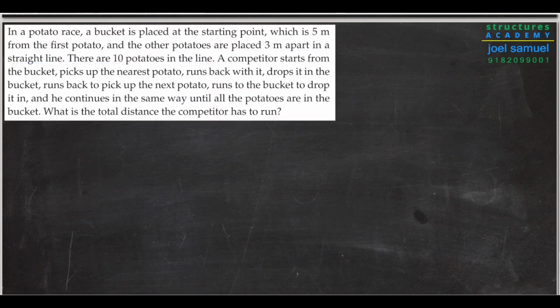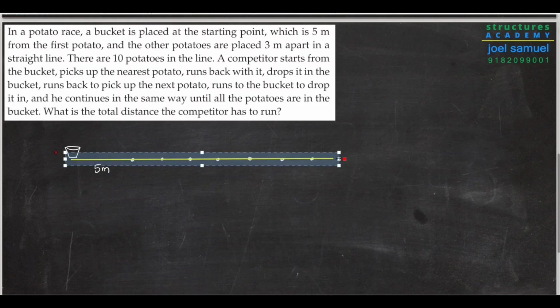So let's try to represent this. Let's say this is the entire path, and this is where they have the bucket, and the first potato is 5 meters away from the bucket, and thereafter every potato is placed at 3 meters, and there are 10 potatoes. So there's 1, 2, 3, 4, 5, 6, 7, let's extend this line, 8, 9 and 10, and each of these are 3 meters apart.